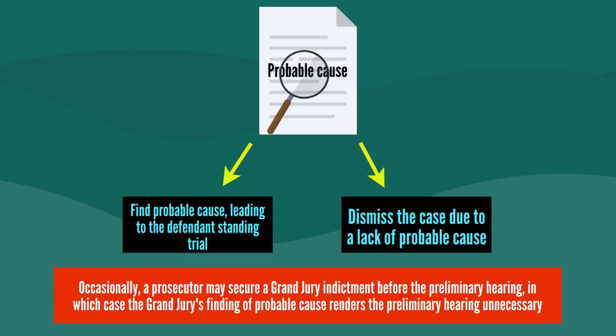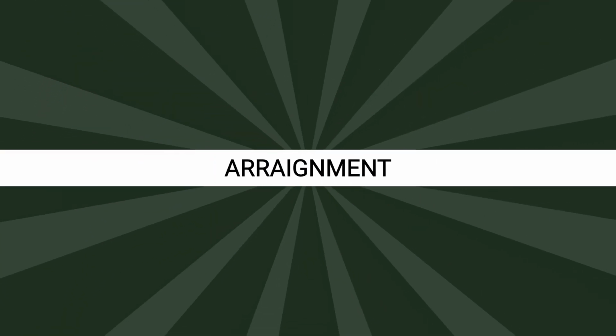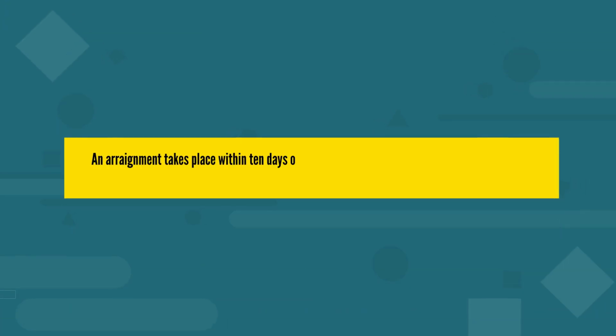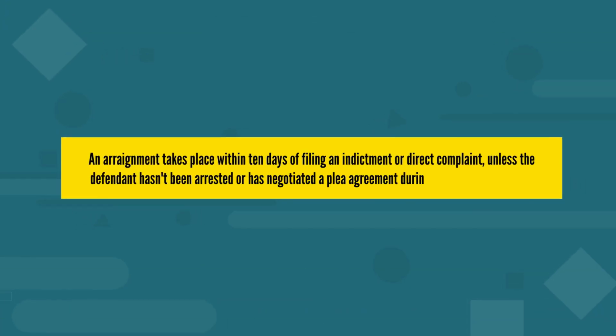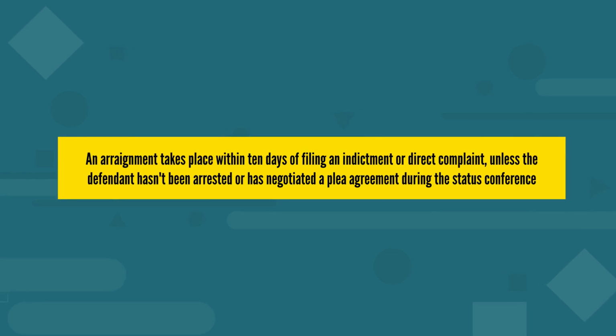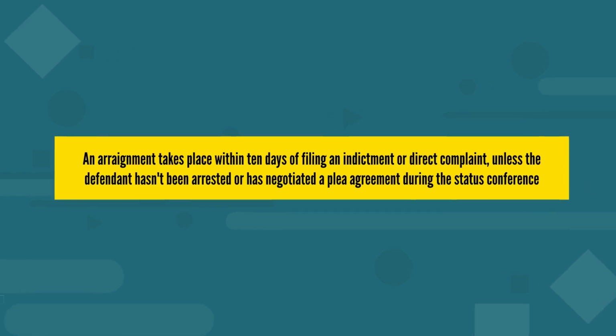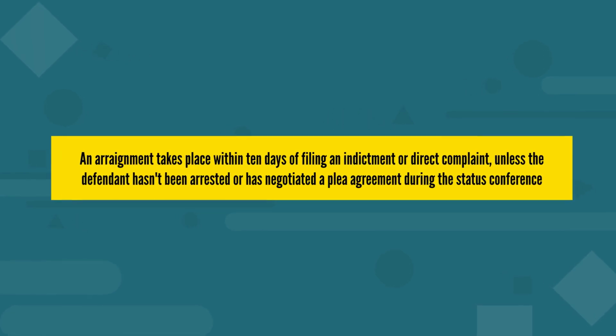Occasionally, a prosecutor may secure a grand jury indictment before the preliminary hearing, in which case the grand jury's findings of probable cause render the preliminary hearing unnecessary. Arraignment. An arraignment takes place within 10 days of filing an indictment or direct complaint, unless the defendant has been arrested or has negotiated a plea agreement during the status conference.